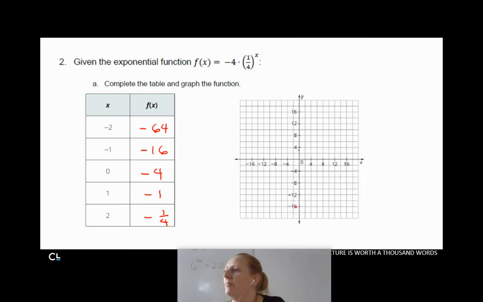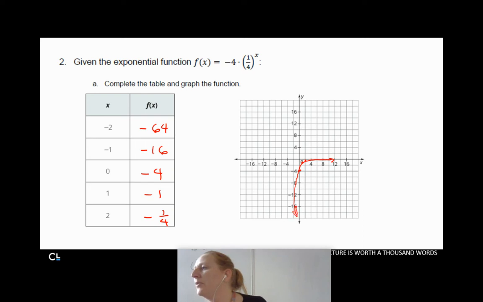Ooh, you can do it. 0, -4. So there's 0, there's -4. Sweet. Wow, that swept up really quick. 1, -1. Again, we're counting by 2, so only halfway. There's our 1, -1. And if we go all the way over to 2, we end up at -1/4, which is really small. Wow. Look at that.